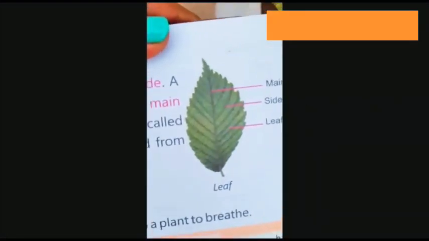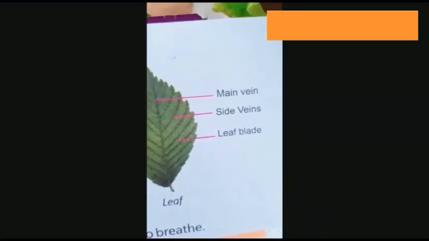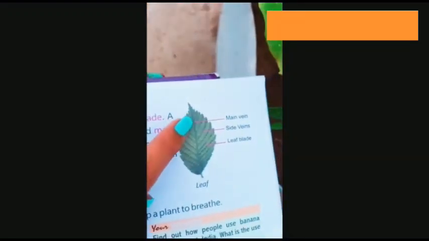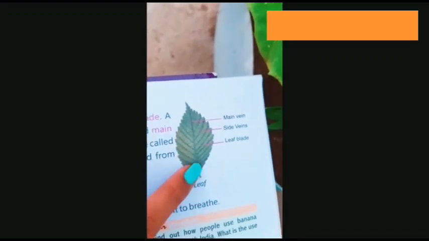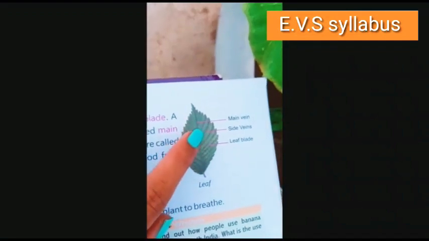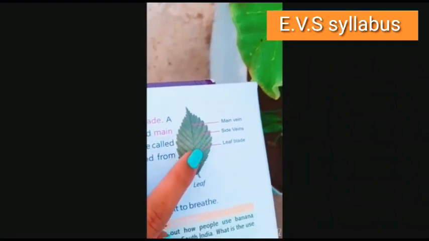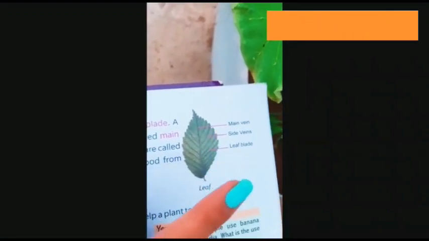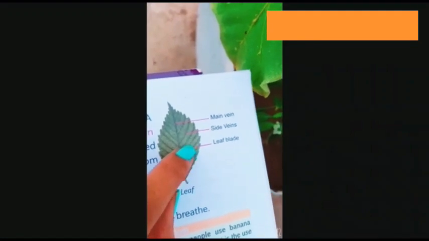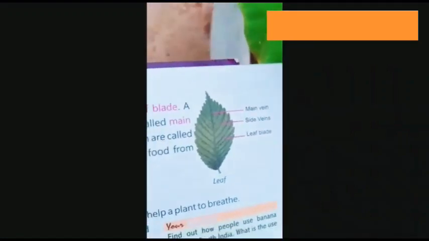You can see the picture in your book. Okay, see here, the thick line from the center of the leaf is the main vein, and the network of thin veins is called side veins. And the broad portion in between the side veins is called the leaf blade.